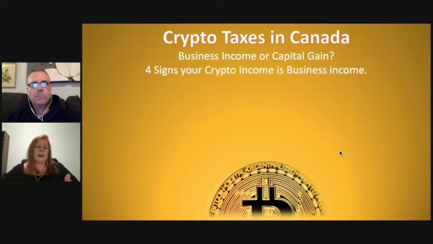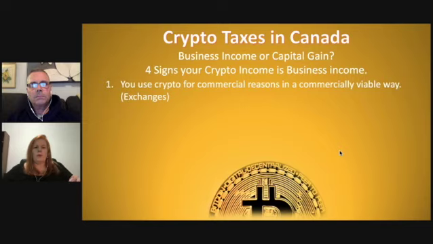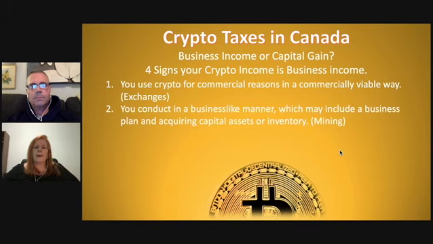So what makes business income and what makes a capital gain? With business income, there are basically four signs that your income is a business income, and we'll break these down here for you. The first is that you're using your crypto for commercial reasons in a commercially viable way. Exchanges are a really great example of that, where they're selling and buying and converting crypto. That's what they do. That's how they make their living. So that, of course, would be business income.